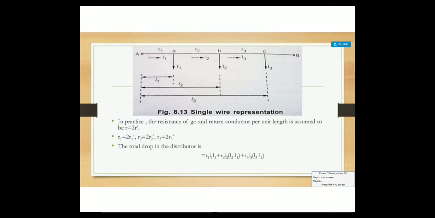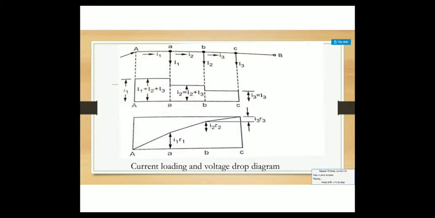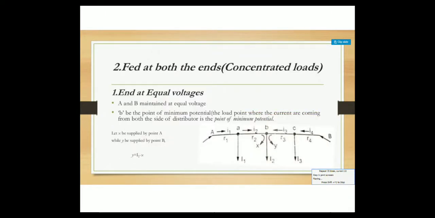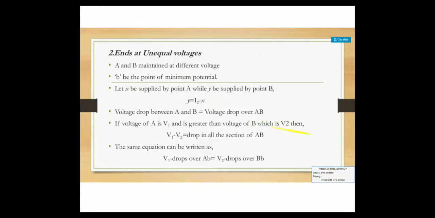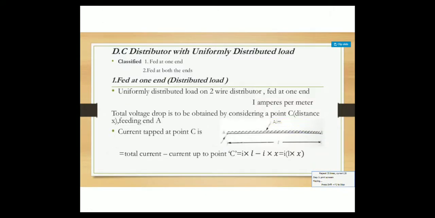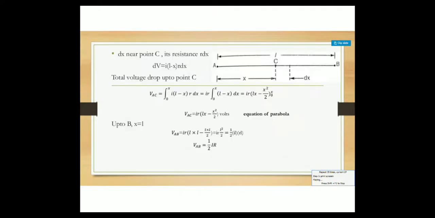And this is a single wire representation diagram, the current loading and voltage drop diagram. This is the diagram where the voltage is fed at point A and also fed at point B, where I1, I2 are the currents flowing in different substations, and the I1, I2, I3 which are moving towards the downside are nothing but loads. And this is the basic explanation of fed at one end and fed at both ends.